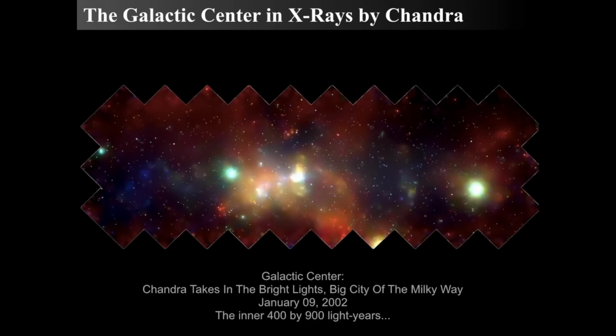If we look specifically in X-rays by the Chandra X-ray Observatory and look at the inner 400 by 900 light years, we see there's a huge number of X-ray point sources, and these are likely neutron stars and black holes. But there's also dead center some very diffuse, large, bright X-ray sources. Especially one, the most intense, is actually towards the center. And that's really what we're going to be looking for.